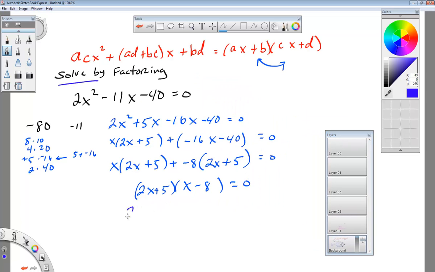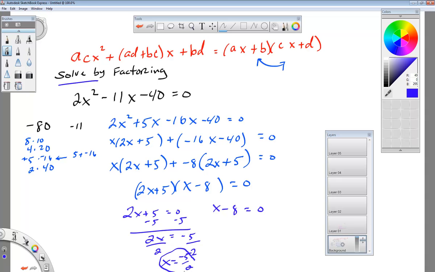So what I do is I set each of these parentheses equal to 0. x minus 8 equals 0. And I'm going to solve them out. I would subtract 5, of course. I'll do this real quick. Negative 5, 2x, divide by 2. I've done this a million times. This is negative 5 halves. That would be one solution. Negative 5 halves. And over here, of course, I'm just going to add 8 to both sides. x equals positive 8.